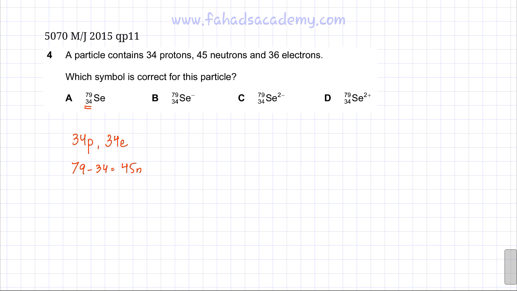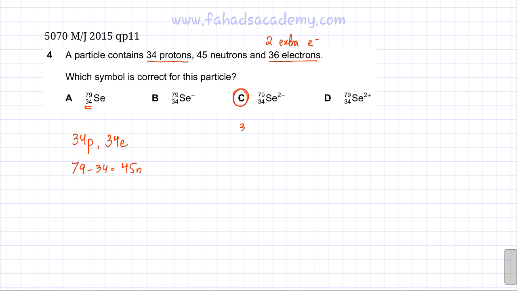But if you look at the information that's provided, you would notice that there are 34 protons and instead of 34 electrons, there are 36 electrons. So there are two extra electrons, which means that this particle has gained two extra electrons. And whenever some element or atom gains electrons, it's going to have a negative charge. And since it's gaining two electrons, it's going to have a charge of -2. Hence, option C would be the correct option because it has the same symbol.